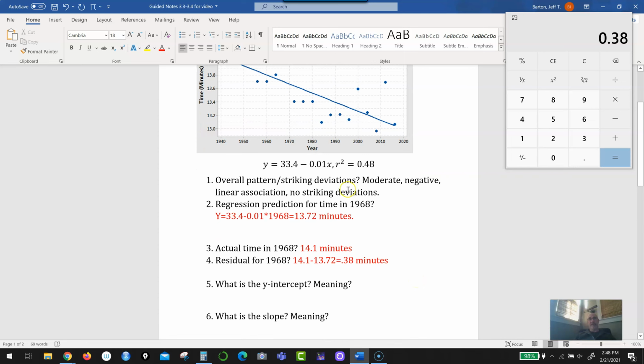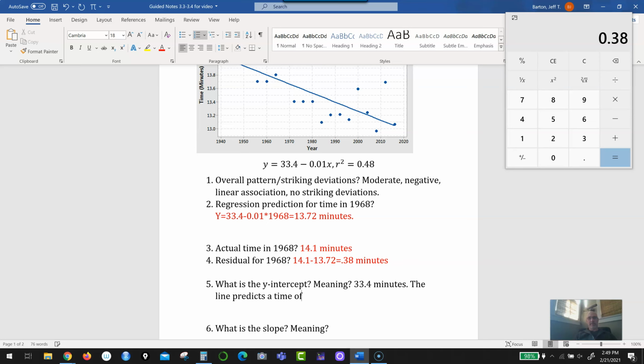Remember, that's the a in the bx plus a formulation of the line. And so that is the value of y when x is 0. So if I plug in x is 0, what I'm left with is just this 33.4. So the y-intercept would be 33.4 minutes. And what this one means is the line predicts a time of 33.4 minutes in year 0.